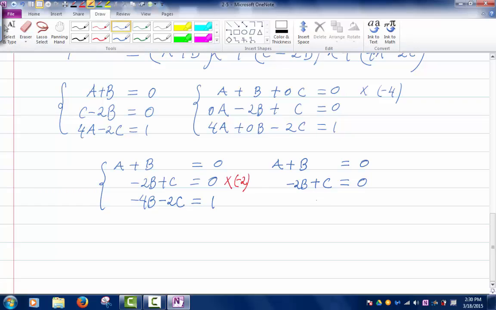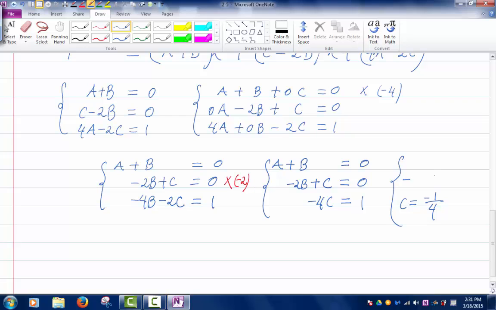So what do you get? Well, you're going to get 4b minus 4b, which is 0b. You're going to get negative 2c minus 2c, which is negative 4c. And you're going to get negative 2 times 0 plus 1, which is 1. Okay, so I get this. Now is it clear what a, b, c are? Now notice that I easily see that c is what? c is negative 1/4. I'm going to now do back substitution.